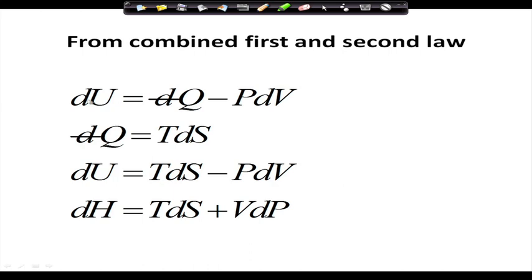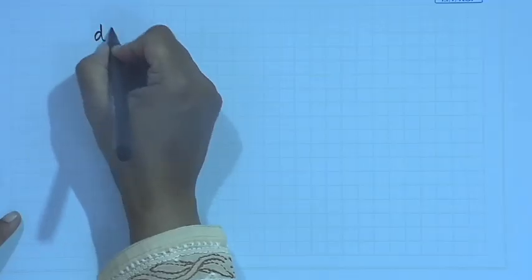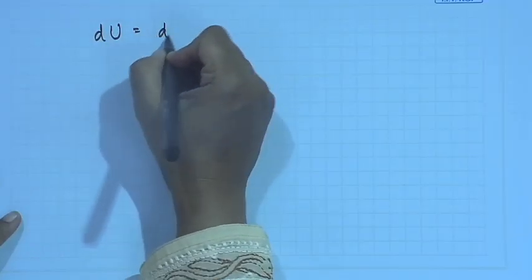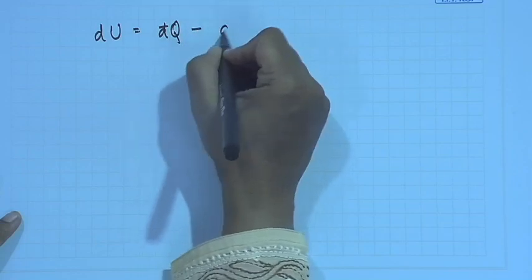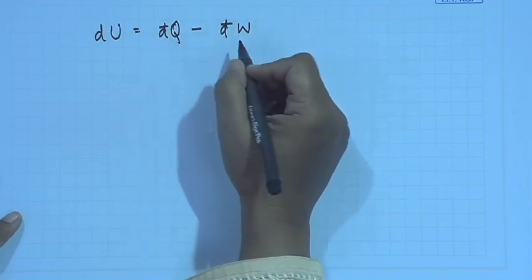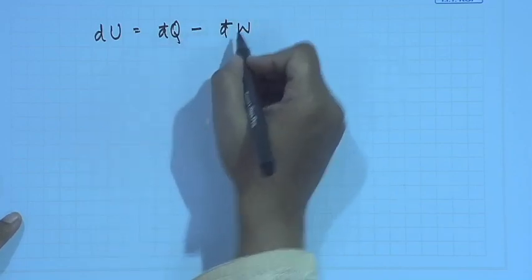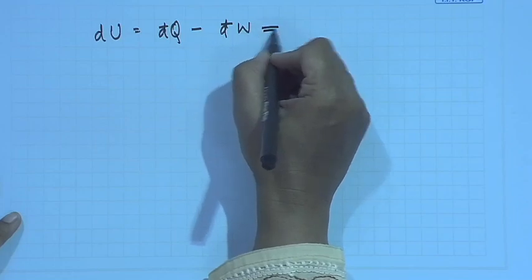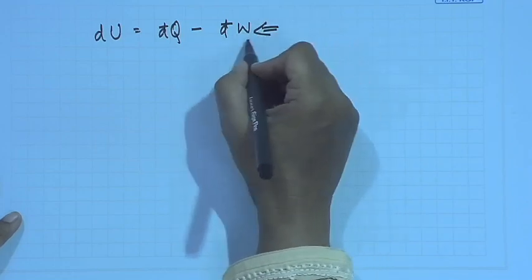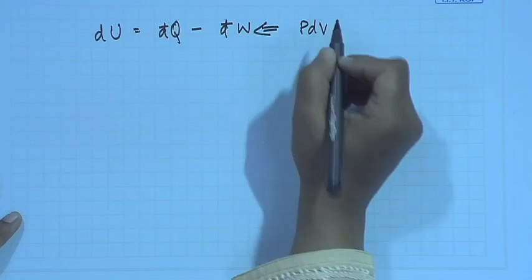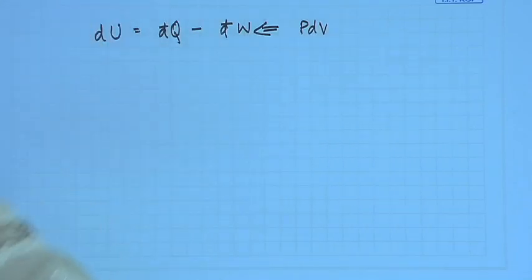This was from the combined first and second law. We had derived this particular equation, right. So, therefore, the equation was dU equal to dQ minus dW, right. This was the equation. When only PV work is concerned, then dW can be replaced by PdV, which has been done in this particular equation.